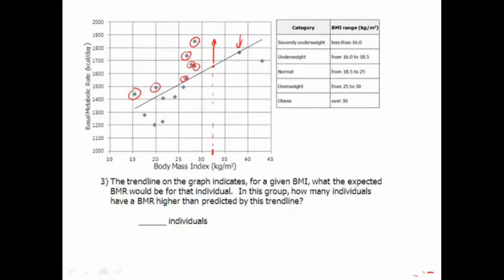Now this one here might be puzzling to some people. Notice that one is pretty close to being on the line, and if anything it might be a little bit below the line. And because it's not clearly above the line, we're not going to count that one. So we're just going to count the 7 that are circled. Those are the 7 that have a higher BMR than would be expected from the trend line.